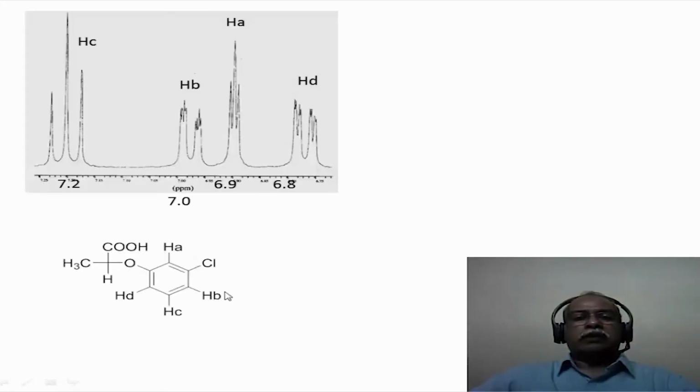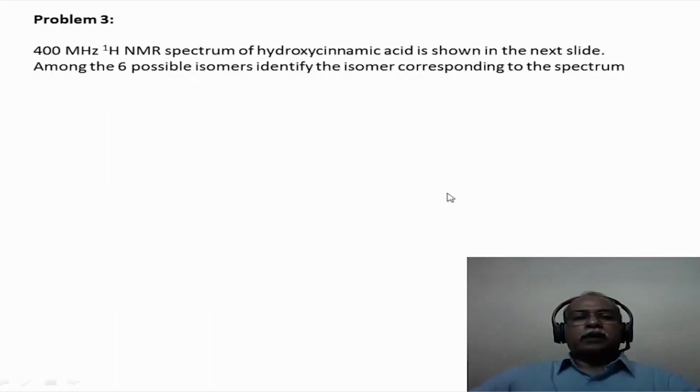HA, HB, HC, HD are assigned very nicely. The multiplets can be easily explained based on the fact that you have ortho and meta couplings in this particular instance. Let us move on to the next problem.